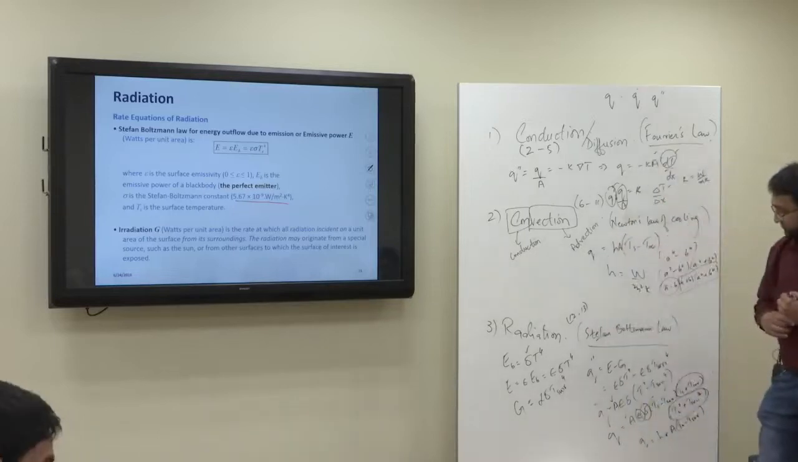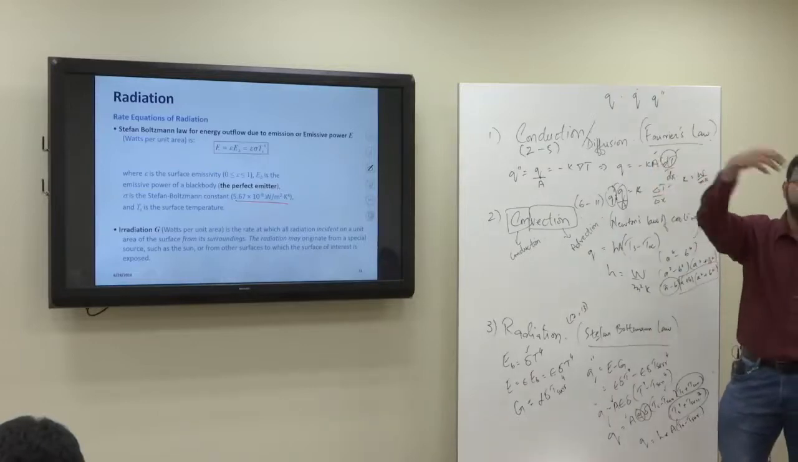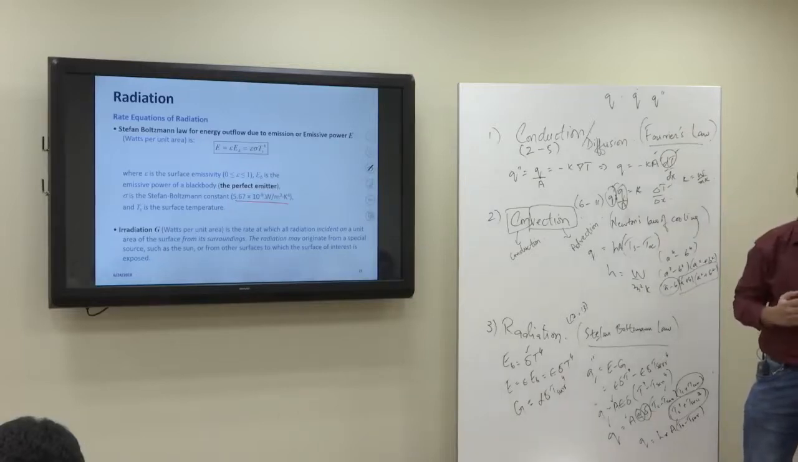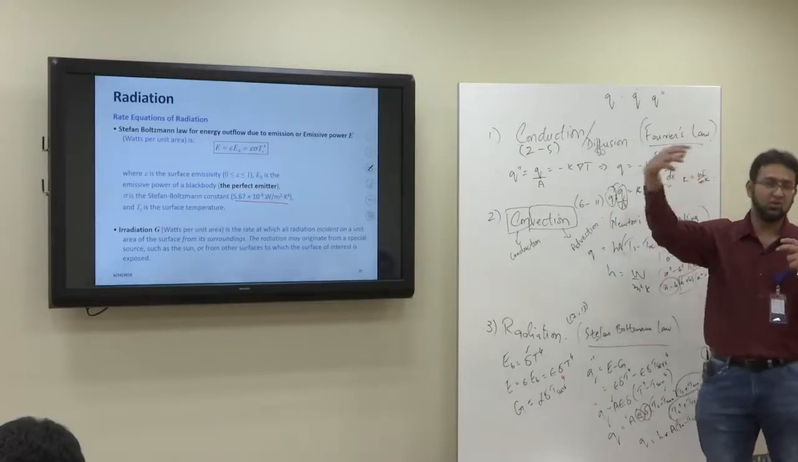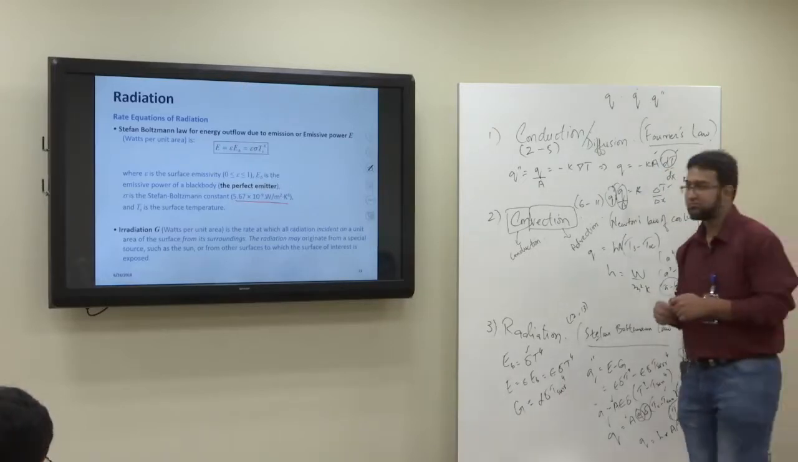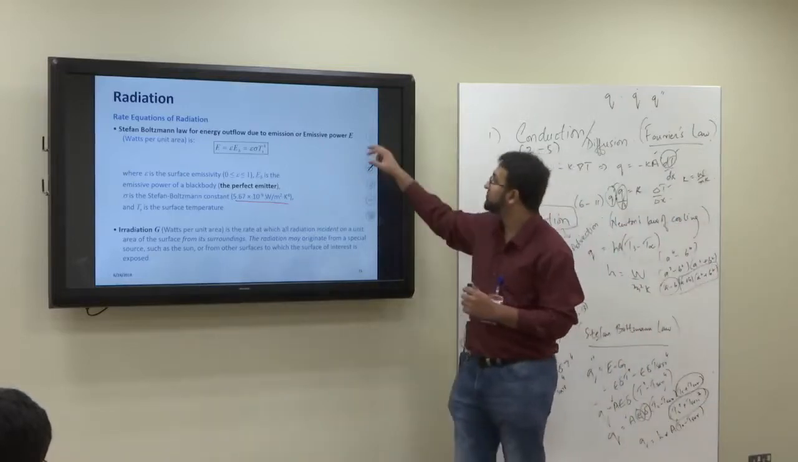In the first three formulas, we have E and we have G. E is for emission. G is for absorption, something coming, irradiation. We call it irradiation, something incident coming onto the body. Just one body, yes, one body.